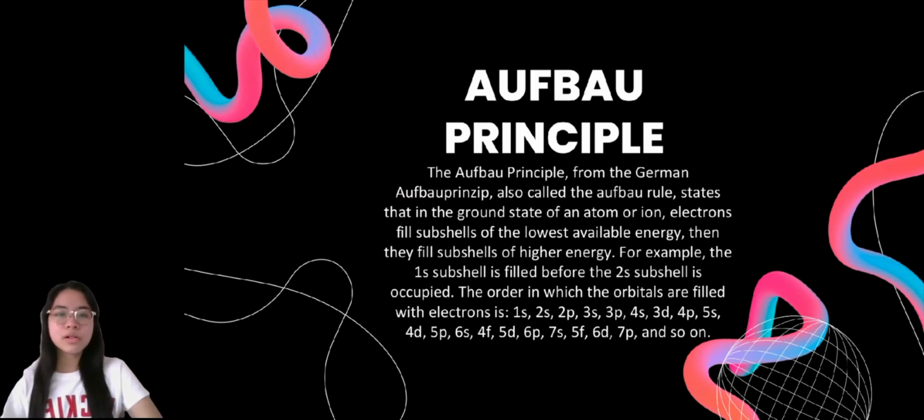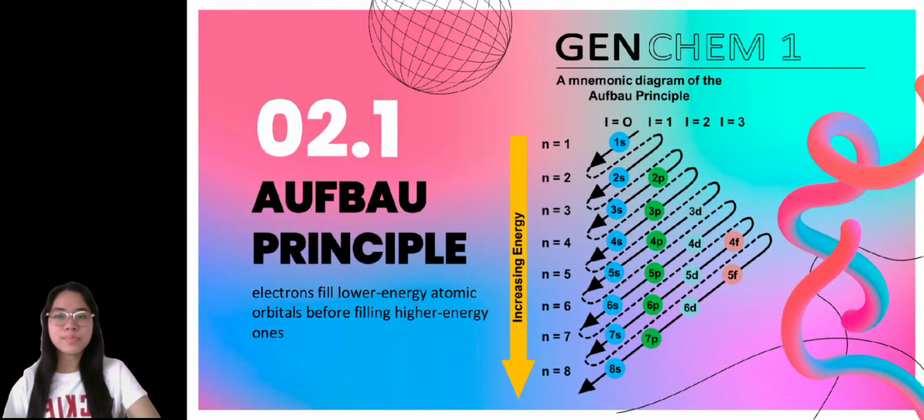The Aufbau principle, from the German Aufbauprinzip, also called the Aufbau rule, states that in the ground state of an atom or ion, electrons fill subshells of the lowest available energy. Then they fill subshells of higher energy. For example, the 1s subshell is filled before the 2s subshell is occupied. The order in which the orbitals are filled with electrons is 1s, 2s, 2p, 3s, 3p, 4s, 3d, 4p, 5s, and so on. Here is a mnemonic diagram of the Aufbau principle.